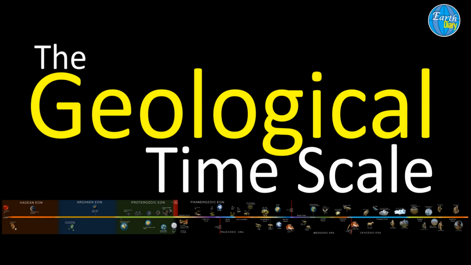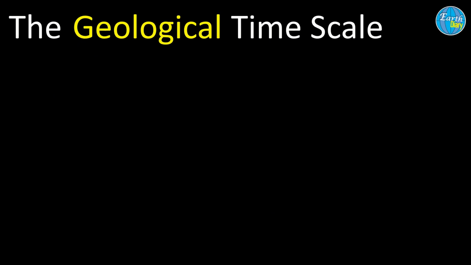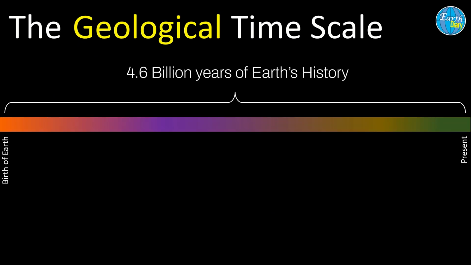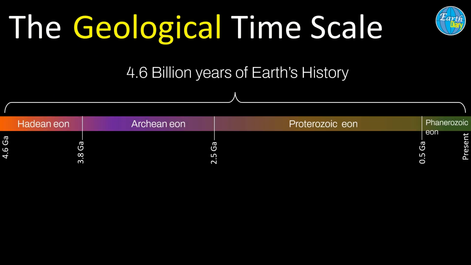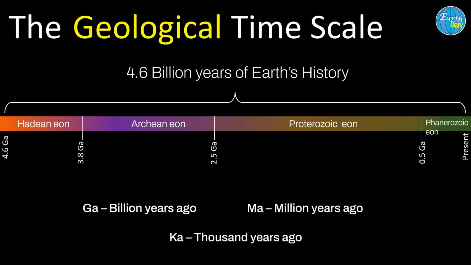The Geologic Time Scale, or GTS, is basically Earth's timeline. A way to organize 4.6 billion years of chaos into something we can actually understand. Let us just think about that number for a second. 4.6 billion years. A number so huge, it's almost impossible to visualize. To make things easier, geologists use shorter time units like Ga for billion years ago, Ma for million years ago, and ka for 1,000 years ago.